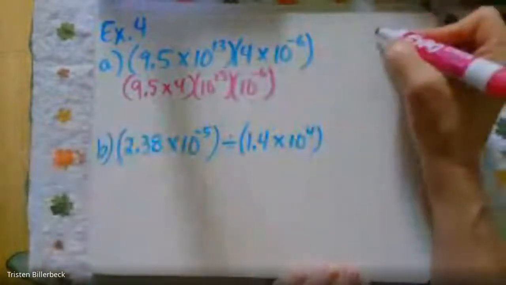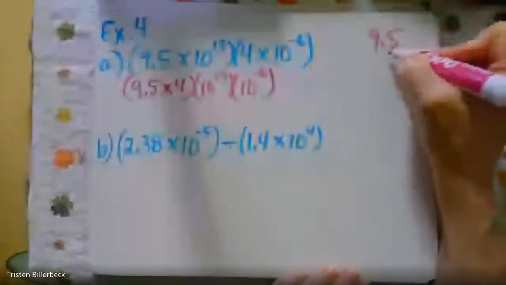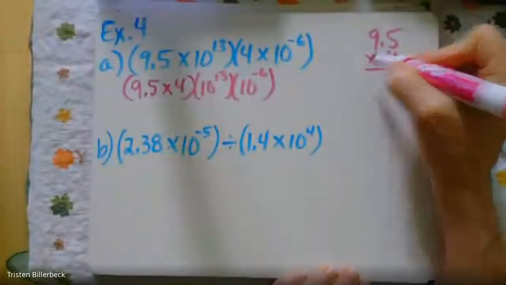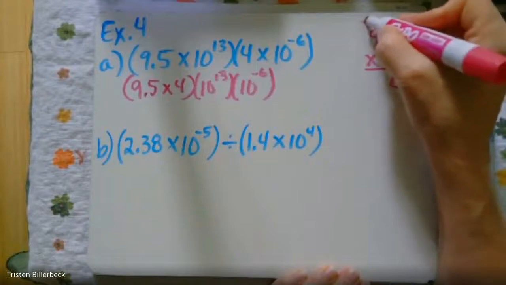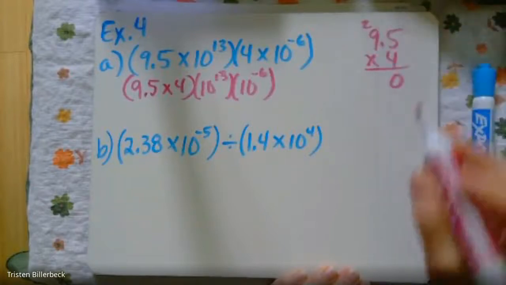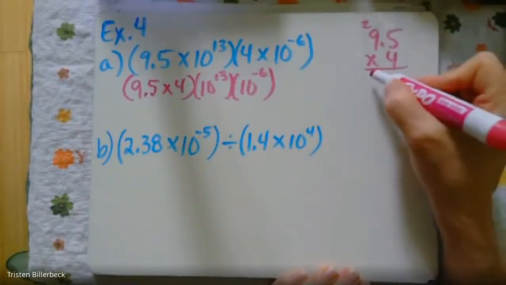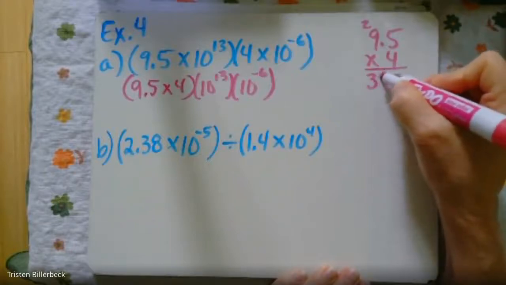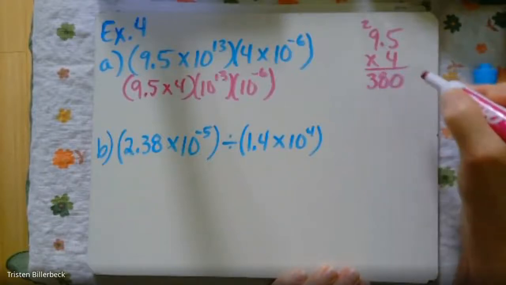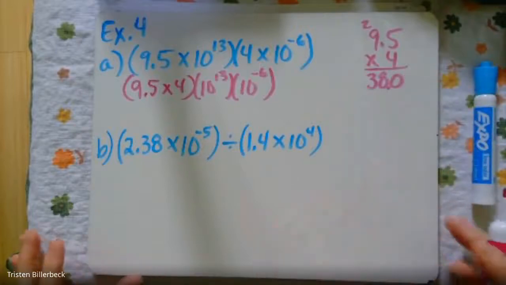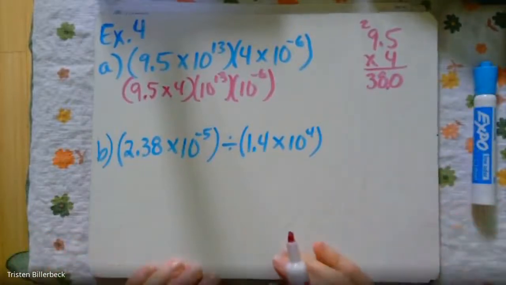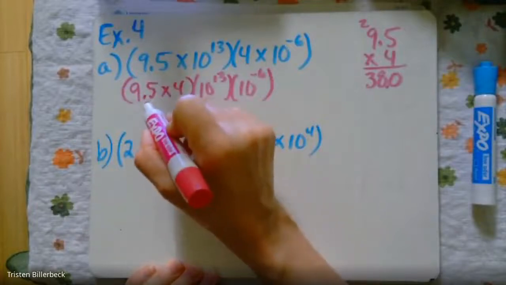Okay, so let's use the dry erase calculator here and find out what 9.5 times 4 is. 4 times 5 is 20. Carry 2. 4 times 9 is 36, plus 2 is 38. And the decimal goes right there. So this is just 38.